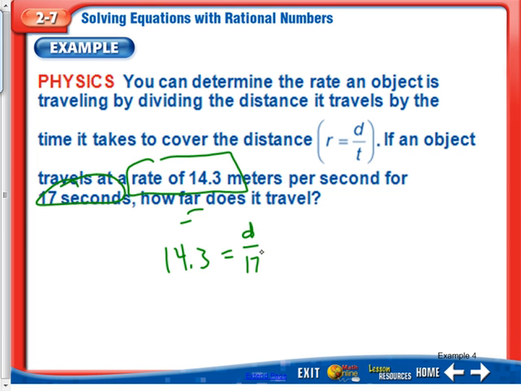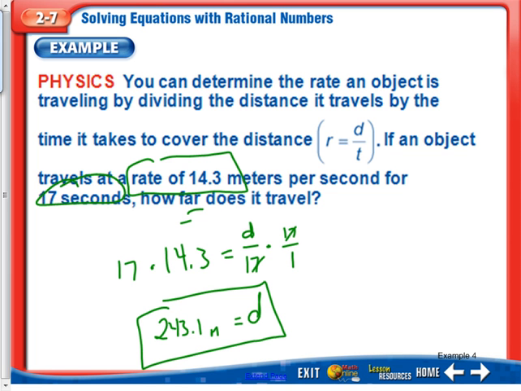All right. So since we're dividing by 17, let's go ahead and multiply both sides by 17 over 1. All right, so the 17s will cancel. We get d is equal to 17 times 14.3 gives us 243.1. Now, it is a word problem, so we're going to say meters. You can say m, or you can write the whole word out, meters. That's fine. But since it is a word problem, you should have a label.